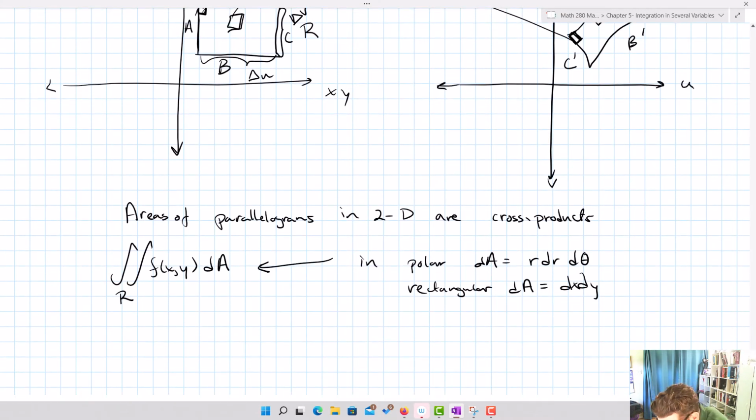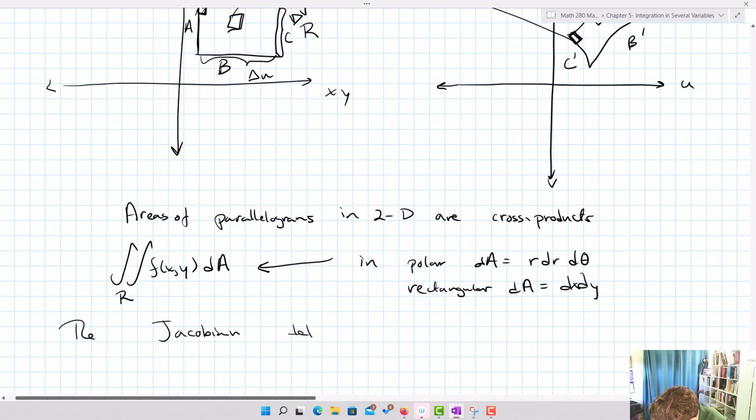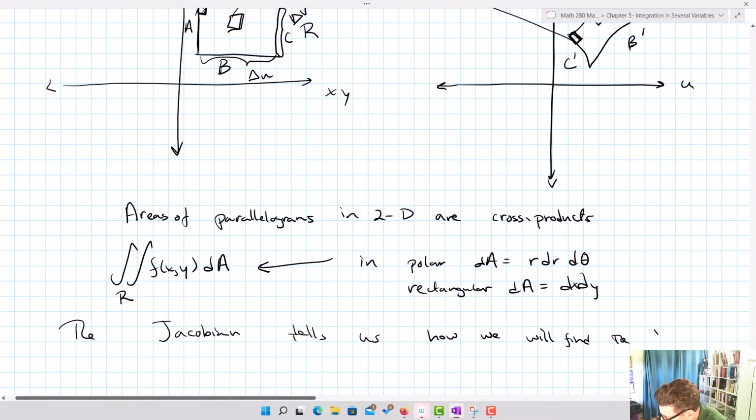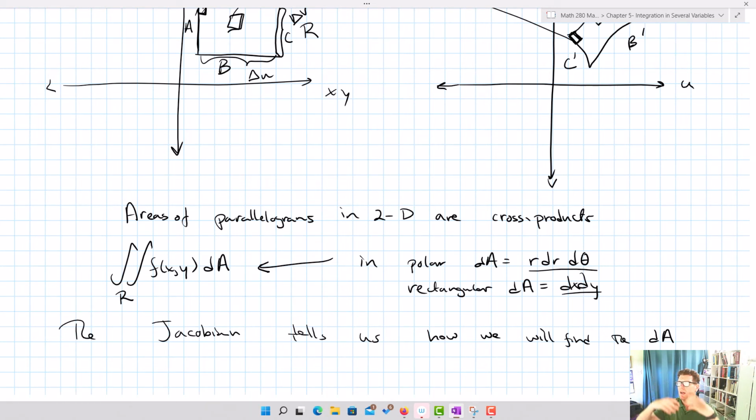Okay, the Jacobian tells us how we will find the area, find the dA. How are we going to find that change in area? Basically, it's going to tell us, should I use dx dy? Should I use r dr d theta? Should I use something else? So I'm going to have my function written inside of my variables times the Jacobian, times whatever else I might be looking at. So we're going to define that Jacobian.